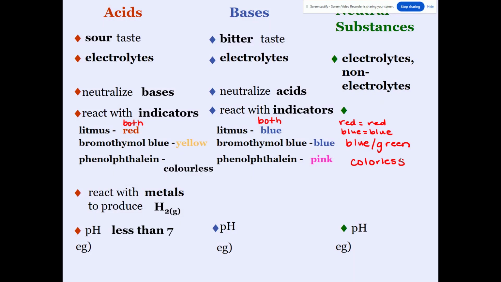Now, pH level, we're actually going to learn how to calculate pH in this unit. But for now, just know that when your pH is less than 7, it's an acid. When it's greater than 7, it's a base. And if it is exactly 7, it is neutral.